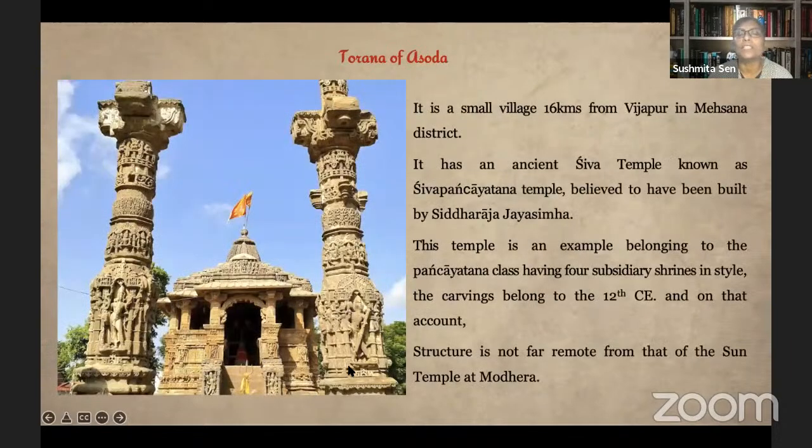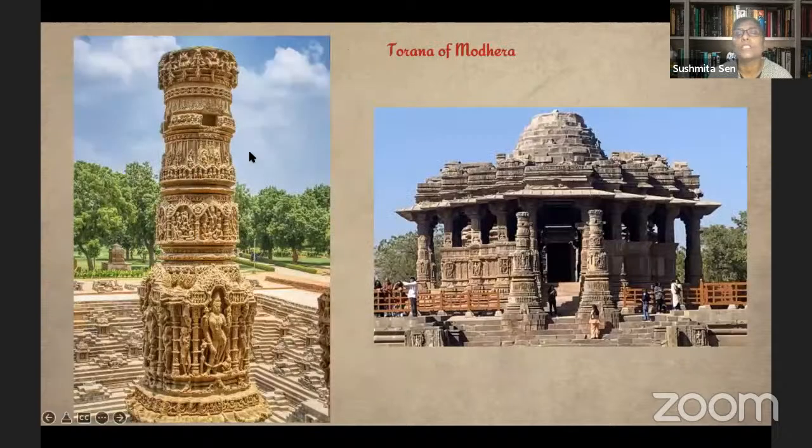And this I showed you. This is the Asoda temple, where again the top part is broken. It is a small village. The temple is an example belonging to the Panchayatana class and has subsidiary shrines. It is very similar to the Sun Temple of Modera. So this is the Sun Temple of Modera, which has beautiful sculptures. The Toran of the Sun Temple is broken from the top and beautifully carved from below.